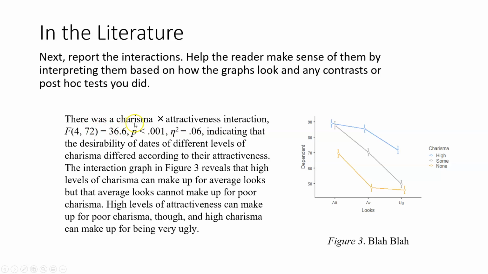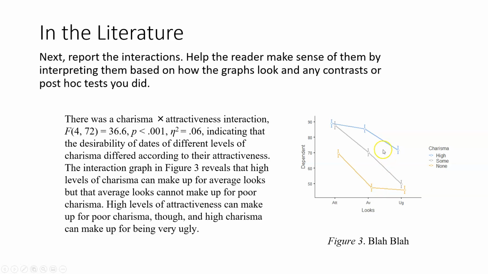There was a charisma by attractiveness interaction. And again, list that significant interaction there, the statistics, indicating that the desirability of dates of different levels of charisma differed according to their attractiveness. The interaction graph in Figure 3 reveals that high levels of charisma can make up for average looks, but that average looks cannot make up for poor charisma.